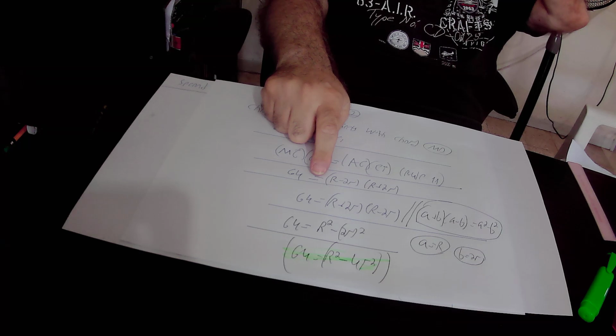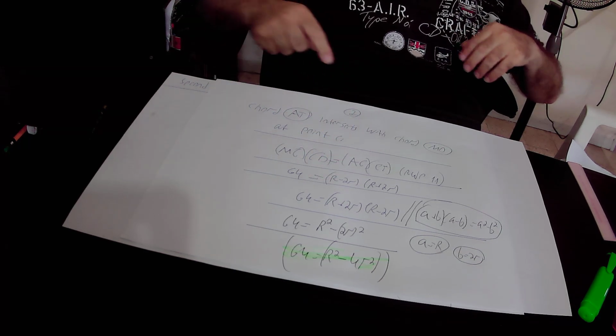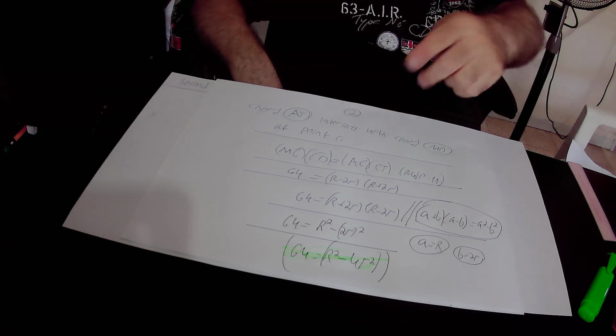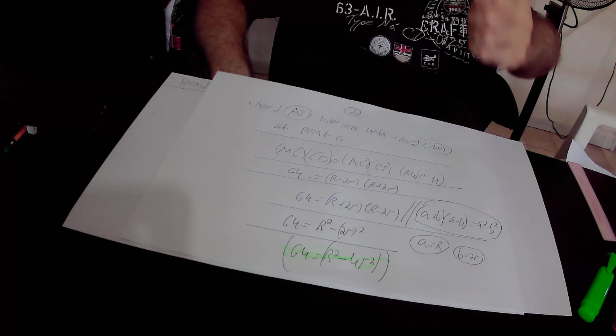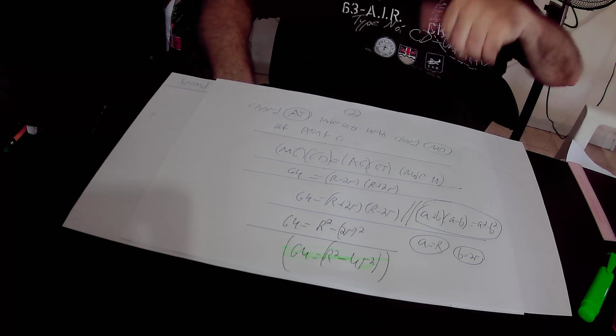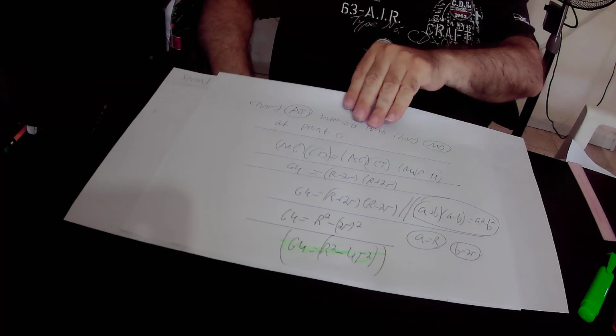We've already found out that this expression equals capital R squared minus 2R squared. So in conclusion, we found out that 64 equals capital R squared minus 2R squared. 64 equals capital R squared minus 4R squared.